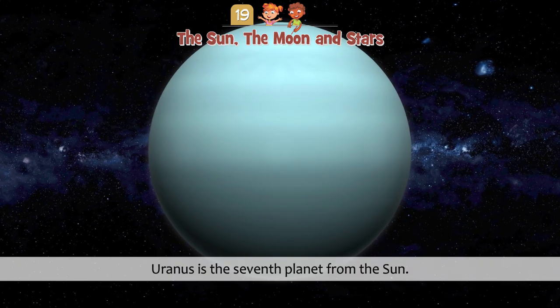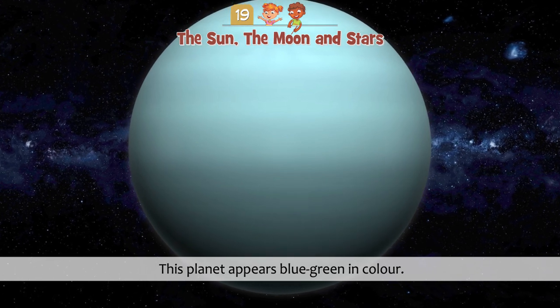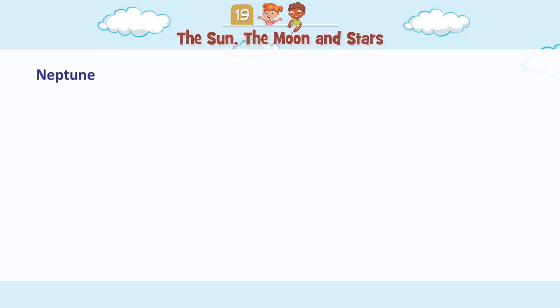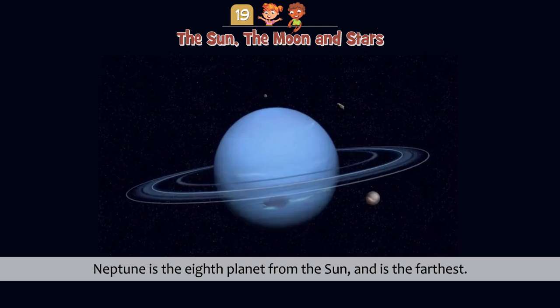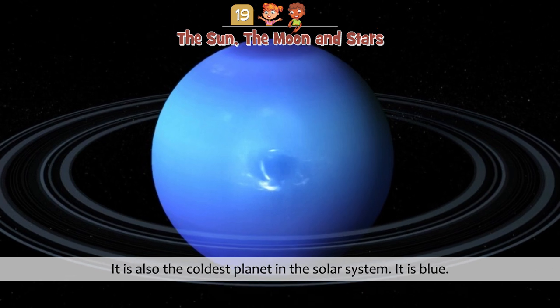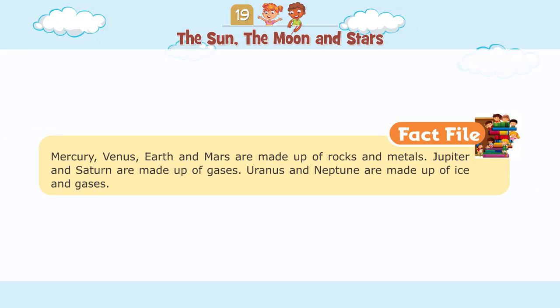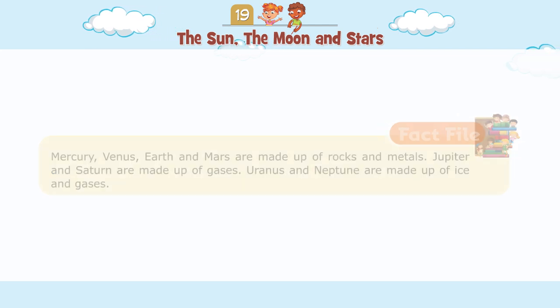Uranus. Uranus is the 7th planet from the Sun. This planet appears blue-green in color. Neptune. Neptune is the 8th planet from the Sun and is the furthest. It is also the coldest planet in the solar system. It is blue. Fact file. Mercury, Venus, Earth and Mars are made up of rocks and metals. Jupiter and Saturn are made up of gases. Uranus and Neptune are made up of ice and gases.